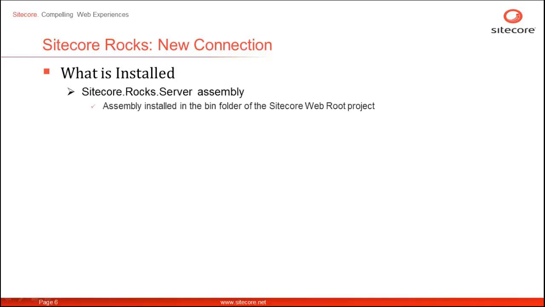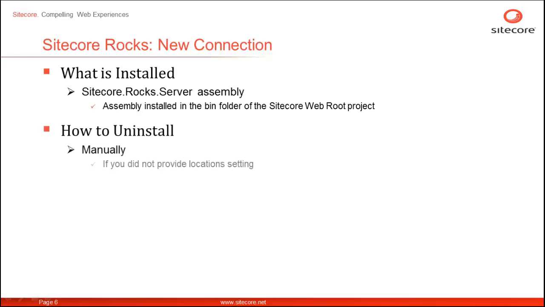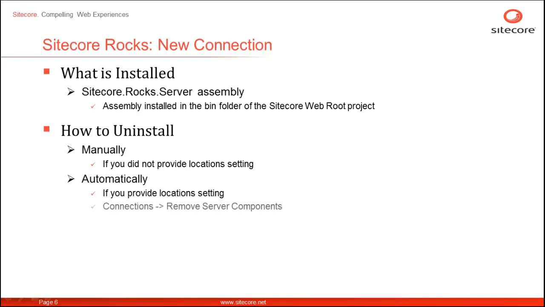Sitecore Rocks installs the sitecore.rocks.server assembly in the bin folder of the Sitecore instance. Depending upon our installation, if we are using other Sitecore Rocks extensions, we may have other DLLs as well, for example, sitecore.rocks.server.speak. In order to uninstall the Sitecore Rocks service, we may manually remove the DLLs from the bin folder, or we can use the Sitecore Rocks context menu command connections and then choose to remove server components.